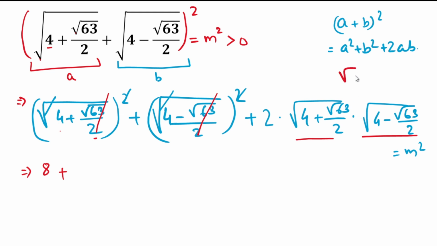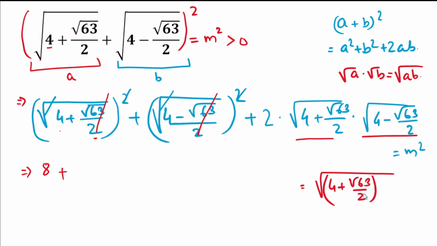Look here, it is in the form of square root a multiplied by square root b, so we can write it as square root of a times b. Similarly we'll write this expression as square root of (4 plus square root 63) divided by 2 multiplied by (4 minus square root 63) divided by 2. It is in the form of (a plus b) multiplied by (a minus b), so we can write it as a square minus b square. So we can write 4 square, which is 16, and here it is negative b square. b square means square root 63 squared is 63 and 2 squared is 4.